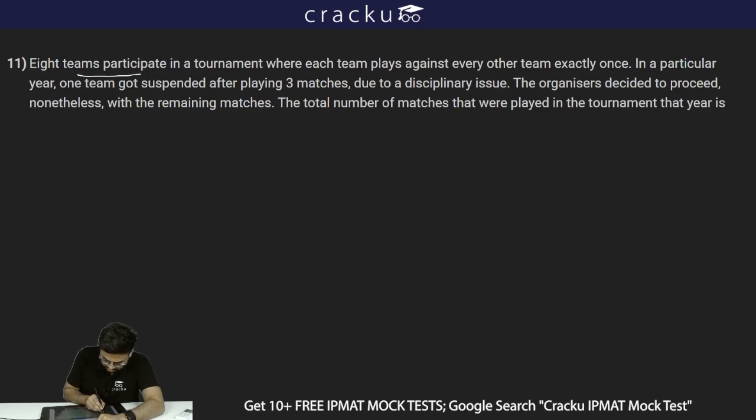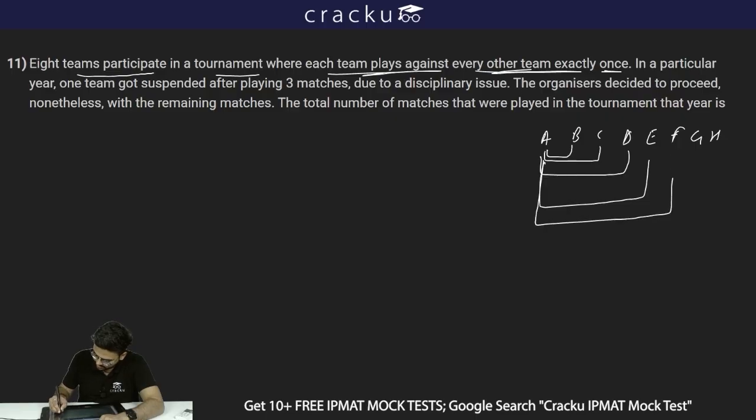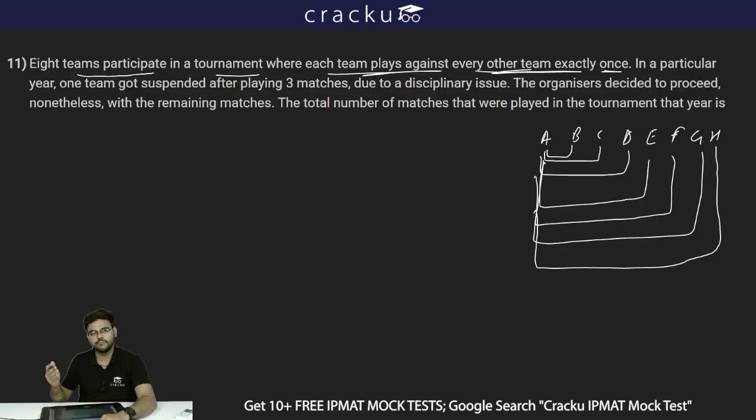This question is saying 8 teams participate in a tournament where each team plays against every other team exactly once. So let's say I have teams A, B, C, D, E, F, G, H. A is playing its game with B, C, D, E, F, G, and H. So A is playing in total 7 games. Similarly B will also play 7 games, C will also play 7 games, and all the teams will play 7 games with other teams.